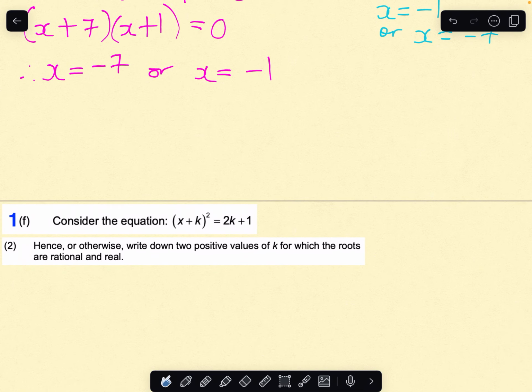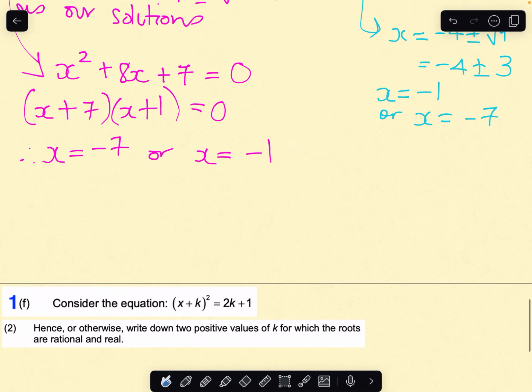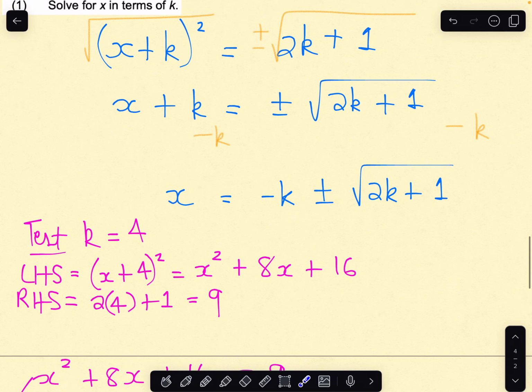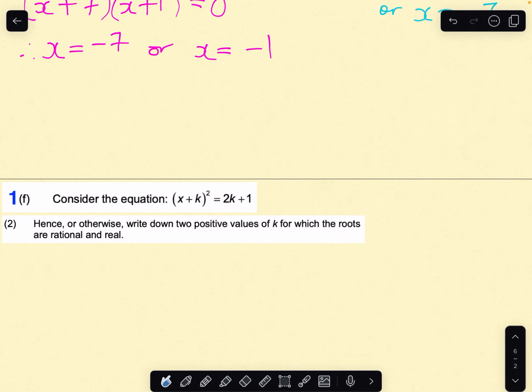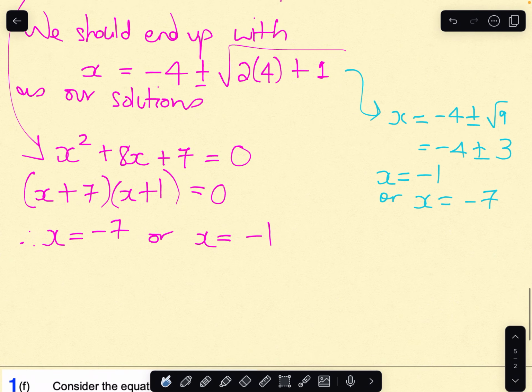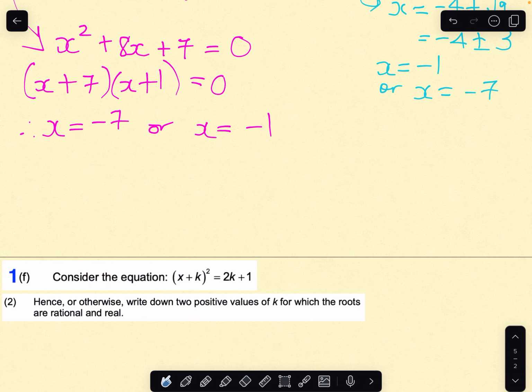Oh, but they're not positive. Oops, sorry. Okay, so we want x to be rational and real, and wait, what must be positive? I'm so confused. Write down two positive values of k. Oh, sorry. So k equals 4 is one possible value, right? Because it's positive and the roots are rational and real. These are the roots, they are rational and real. So, sorry, I was getting myself confused because English, so many big words.